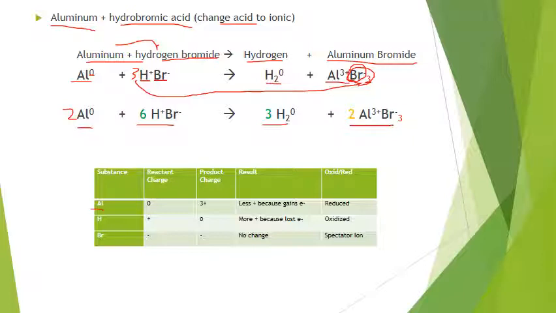Again, aluminum goes from no charge to a 3 plus charge, so it gets more positive and lost electrons. The hydrogen gets less positive, so it gains electrons and gets reduced, and nothing happens to the bromide, so it's a spectator.